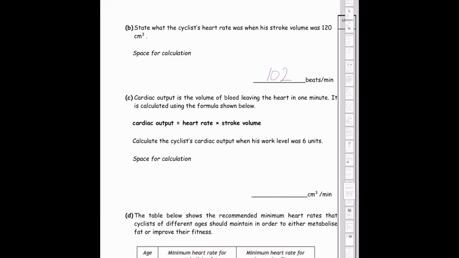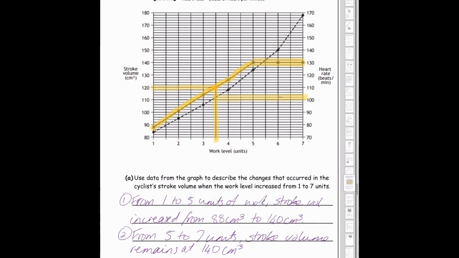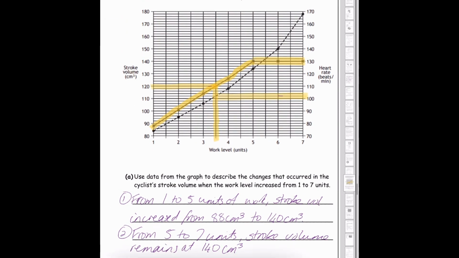Right, for part C, cardiac output is the volume of blood leaving the heart in a minute. It is calculated using the formula shown. Cardiac output is heart rate times stroke volume. Calculate the cyclist's cardiac output when his work level was 6 units. Right. So if we go back up to the graph, I'm just going to rub off all my little things from earlier, and we'll go back to the highlighter.